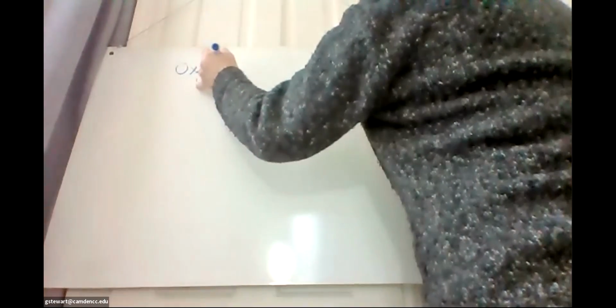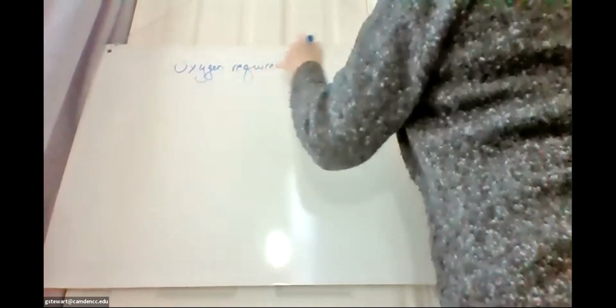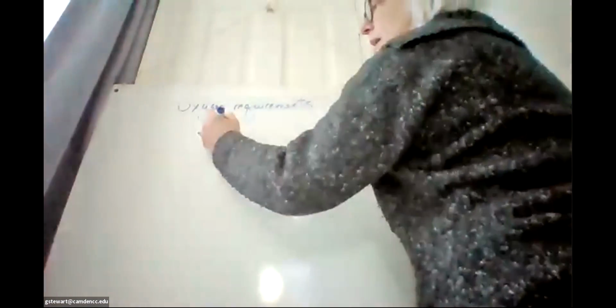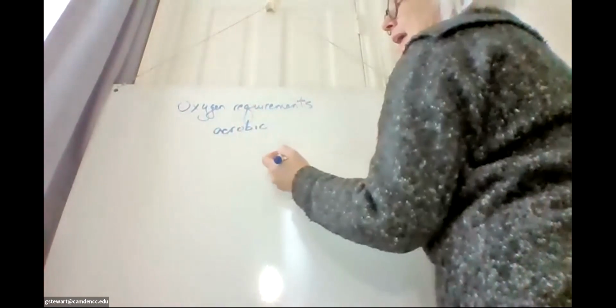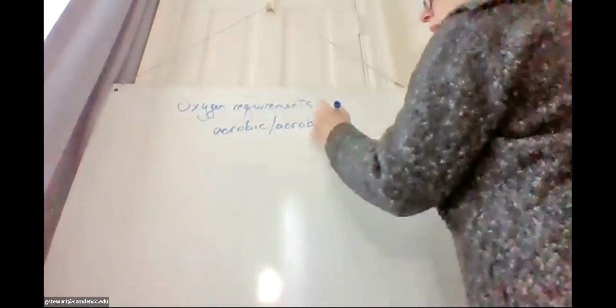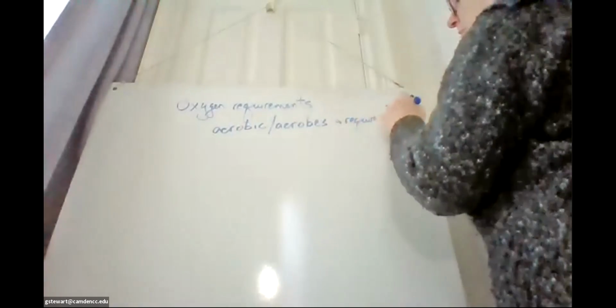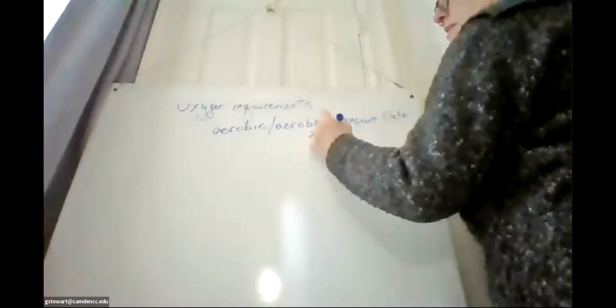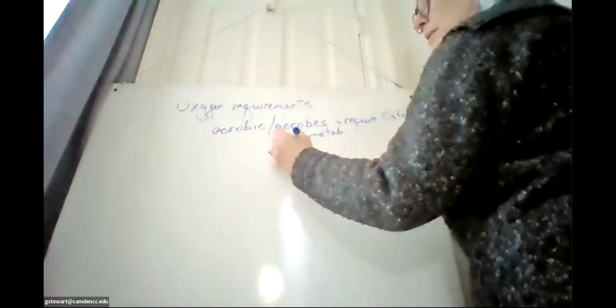Oxygen requirements. And I'm just going to tell you about two. There are bacteria that we call aerobic, or aerobes. And they, of course, would require oxygen for their metabolism, because they are going to engage in cellular respiration, aerobic respiration.